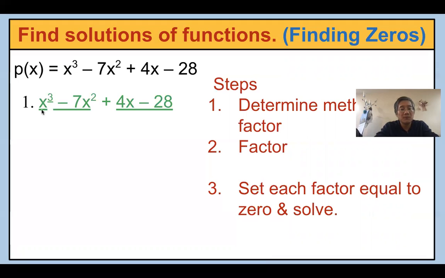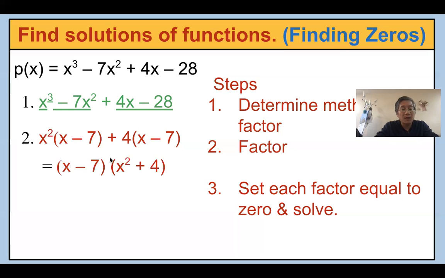Separately. So what is the common factor from the first group? X squared. So x squared times x minus 7, right? And then in the second group, the common factor is 4, so 4 will be taken out, and in the parentheses you will have x minus 7. If you factor both groups, you will see that x minus 7 is common to both. We take out this x minus 7 as a factor, and in the other parentheses you get x squared plus 4.